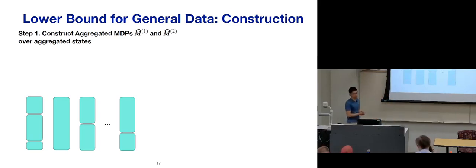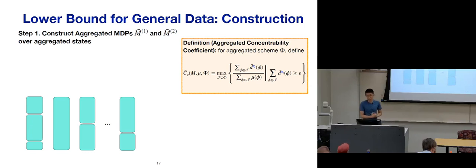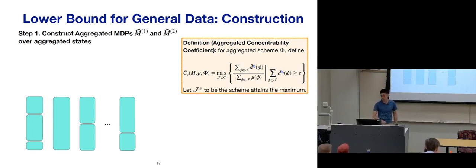So next, let's go over the construction steps. The first thing is we construct the aggregated MDPs, this M1 and M2, over the aggregation states. Let's recall this aggregated considerability coefficients definition. We know there exists this subset I of the aggregated states, so that this occupancy measures sum is greater than epsilon. So we'll use this I star to denote the scheme that attains the maximum.